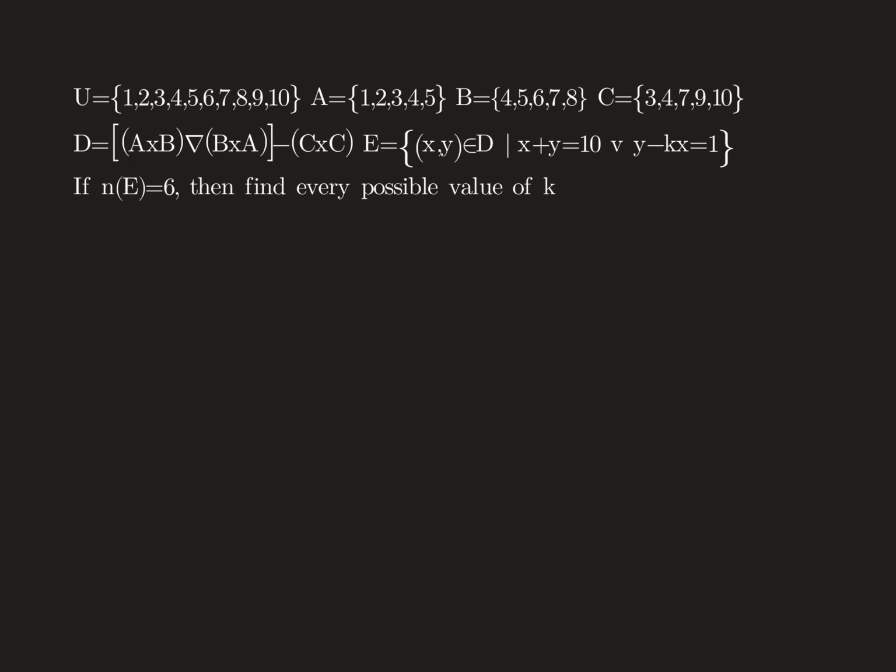And E is a set of ordered pairs (x, y) which is an element of D, where x plus y equals 10 or y minus kx equals 1, where k is an integer. Well, if the number of elements of E is 6, then find every possible value of k.